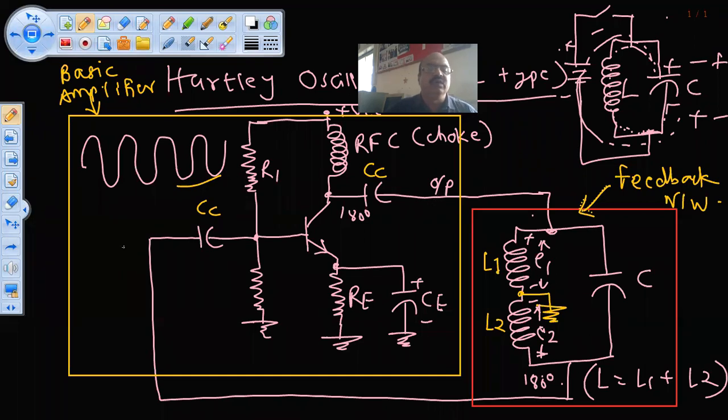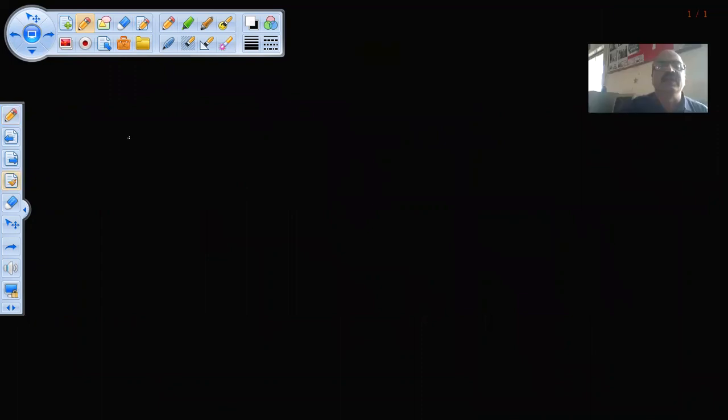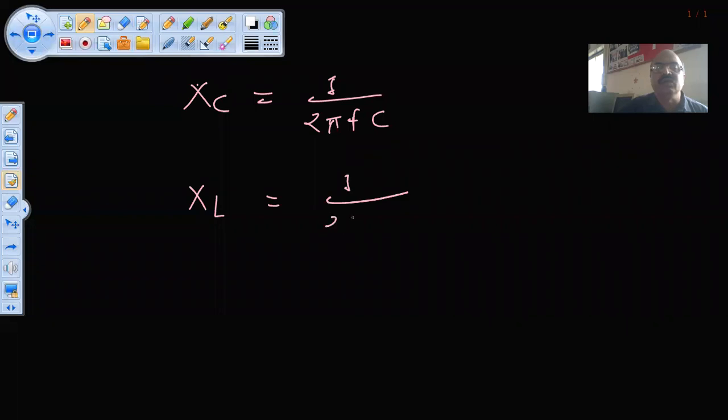If you have any doubt... this is the circuit diagram. I will just wipe out that circuit diagram. We know that Xc means 1 upon 2 pi Fc. All of you know what Xc is. Xc is the reactance of the capacitor. Similarly, XL, the reactance of the inductor, is given as 2 pi FL.